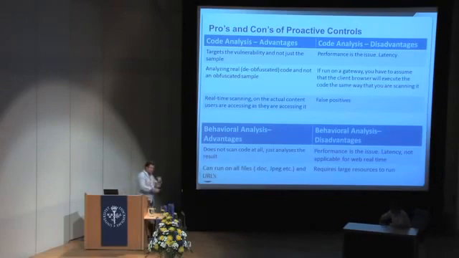Polymorphic viruses basically just recode themselves, rebuild themselves, and change the obfuscation code, which is how they get around the signatures. So being able to deobfuscate the code and concentrate on the deobfuscated code is a lot easier. And the other big advantage is the real-time scanning on the actual content your users are accessing as they're accessing it. Real-time code analysis is actually pretty quick.